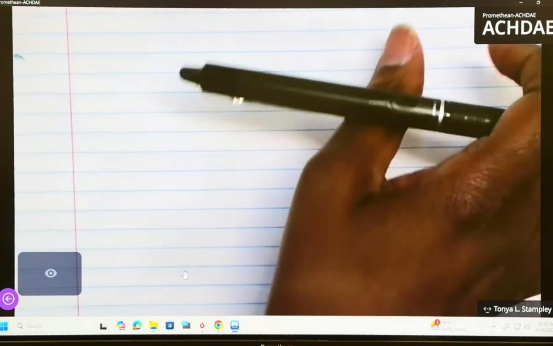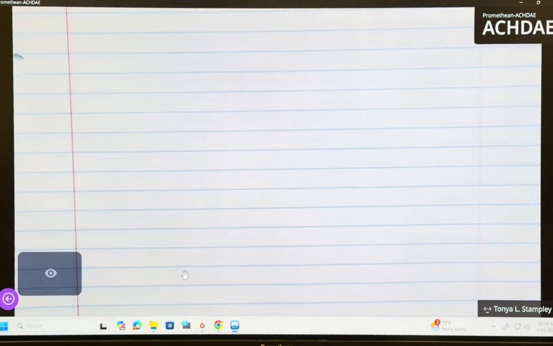Find me a black pen in my bag somewhere. This one is too light. That one ain't gonna be dark. I need something dark. Let me see if this works.